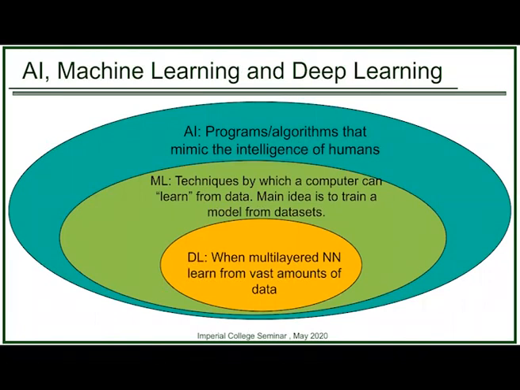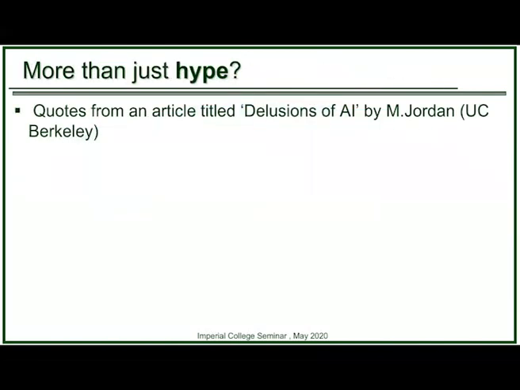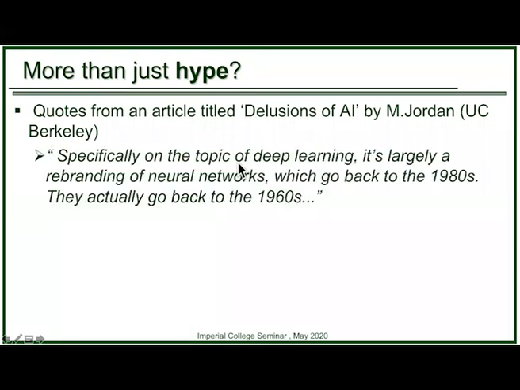So the next question then is, is the application of AI and machine learning more than just hype? And I present 2 viewpoints. The first one is from Mike Jordan at the University of California in Berkeley. Jordan is a well-known academic who has some valid critiques in the broad AI and machine learning area. And I quote, I show you here some quotes from his article titled "Delusions of AI."